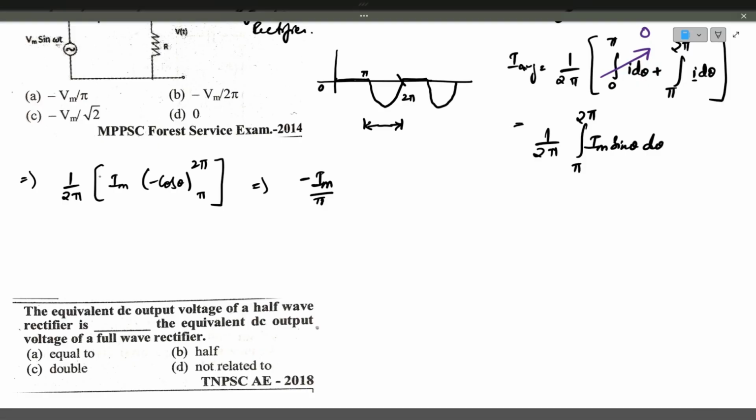So he's asking for VDC, average voltage. So average voltage is nothing but Im multiplied by the load resistance RL. That is minus Im by pi RL, which is equals to minus Vm by pi. So the answer is option A.